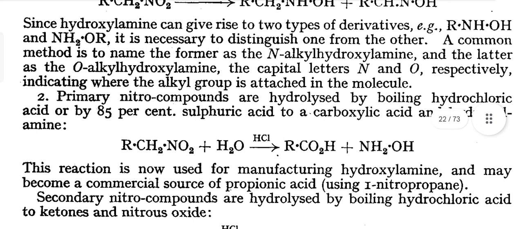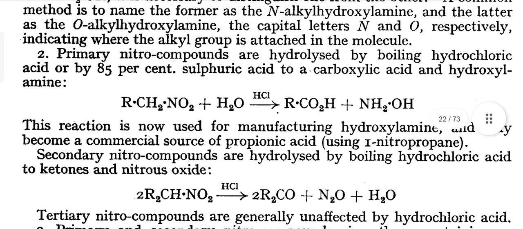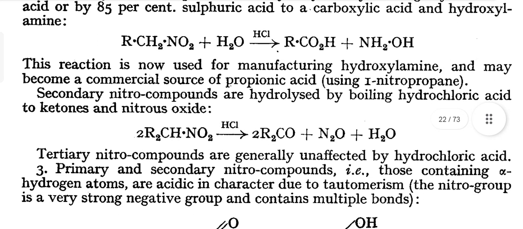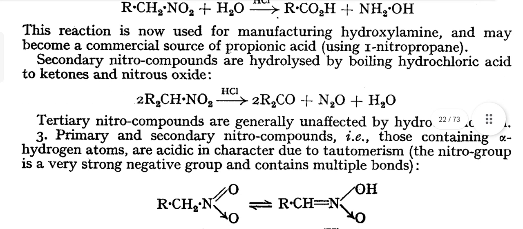Second, the primary nitro compounds are hydrolyzed by boiling hydrochloric acid or by 85% sulfuric acid to carboxylic acid and hydroxylamine. This reaction is now used for manufacturing hydroxylamine and may become a commercial source of propionic acid using 1-nitropropane. Secondary nitro compounds are hydrolyzed by boiling hydrochloric acid to ketone and nitrous acid. Tertiary nitro compounds are generally unaffected by hydrochloric acid.